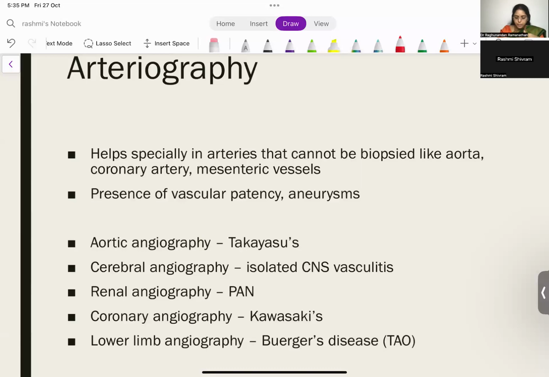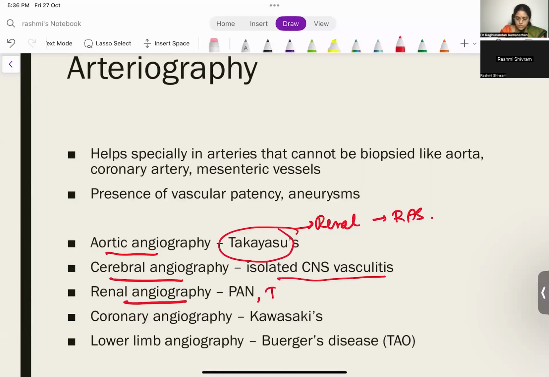Right. So in patients with Takayasu arteritis, we can do an aortic angiography. In Takayasu arteritis, the patient can also have a renal angiography when you suspect renal artery stenosis. The patient can have severe renovascular hypertension. In that patient, you can have a renal artery involvement, because it's a large vessel vasculitis. Cerebral angiography in patients with isolated CNS vasculitis. Renal angiography, you do it for PAN, polyarteritis nodosa, as well as Takayasu arteritis.